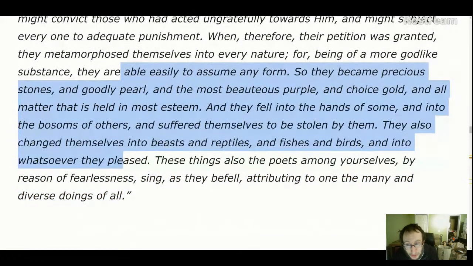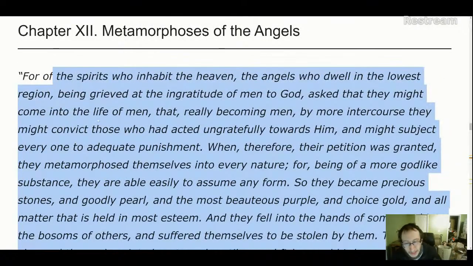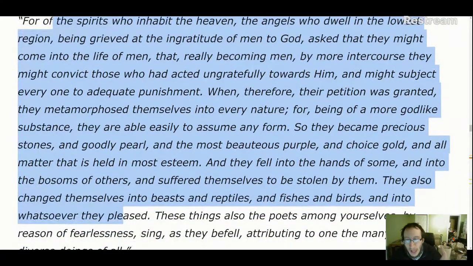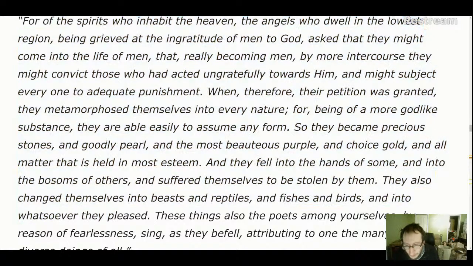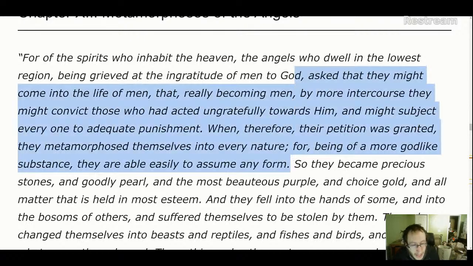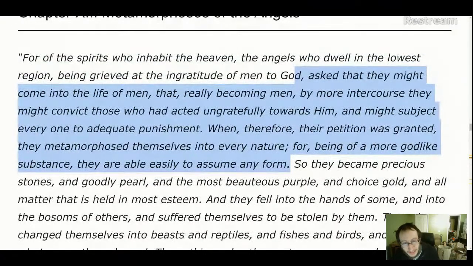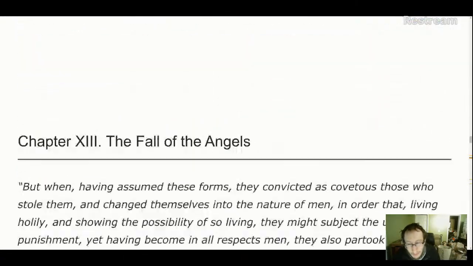Okay, but none of this is mentioned in the Book of Enoch. All we see is that the angels came down, but we don't see any of this other stuff. Interestingly, the Kebra Nagast also corroborates this account where they asked God that they could come down and teach man righteousness. The Book of Jubilees actually says that they came down to teach man righteousness. That's why they were sent.